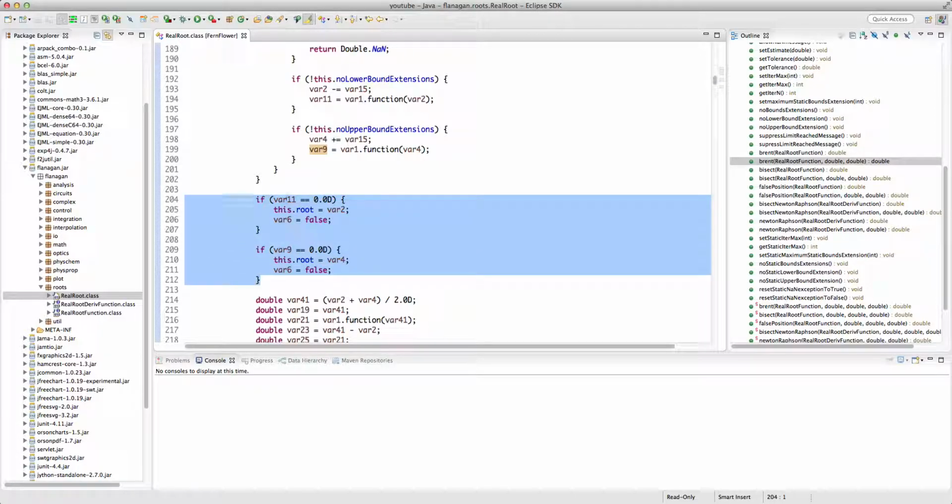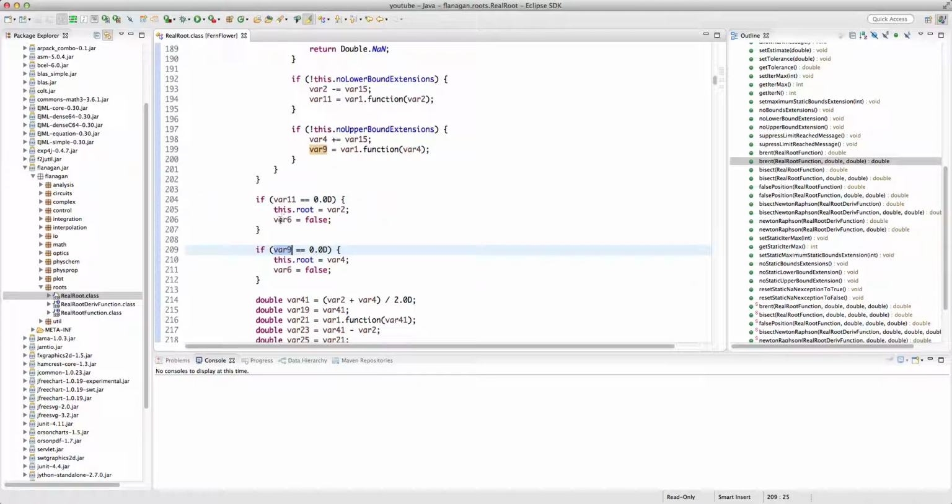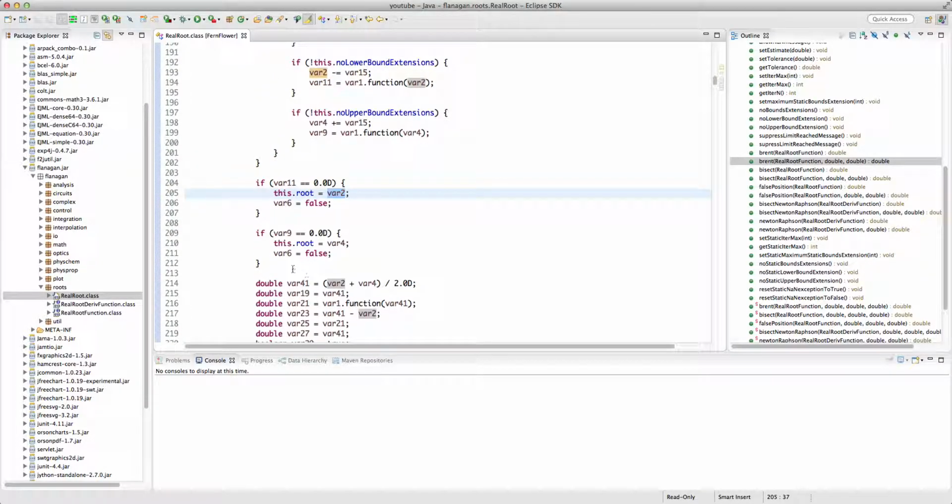Then it has two other tests. One is the value of the function at the start point of the bracket and the value of the function at the end point of the bracket, and it tests whether or not the start point and the end point is in fact the root. If it's the root, it sets the root to the value and then basically returns.